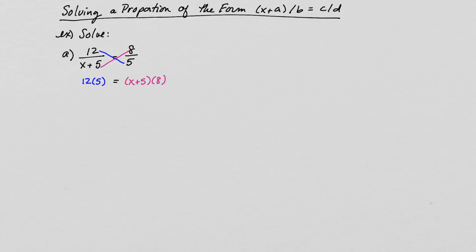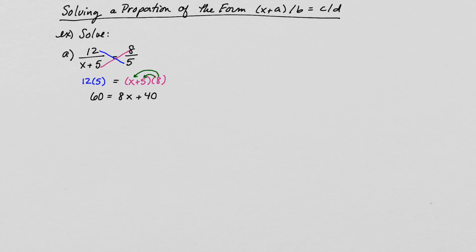So 12 times 5 is 60. And then on the x plus 5 times 8, I have to take this 8 and distribute it to both of these pieces to be able to get rid of the parentheses where the x is inside, right? The x here is trapped inside the parentheses. I need to get it out. So if I actually multiply those, I'd have 8x, and then 8 times 5 is 40.